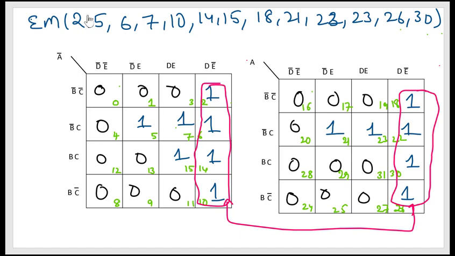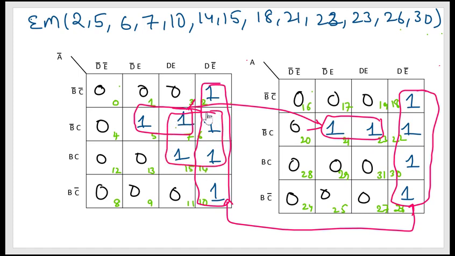Similarly, if you look at these two and these two, they can form the quad. These two and these two form a quad, and these 4 ones can form a quad, which only belongs to this particular block. Okay, now all ones are covered. Now we can write the expression.